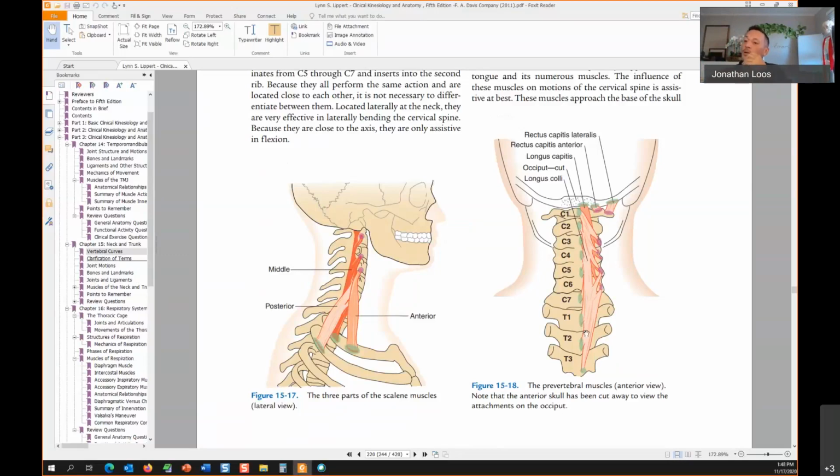But a lot of times when people have neck pain or thoracic pain, it can be rooted in weakness in these anterior musculature here. So these ones that are on the spine.